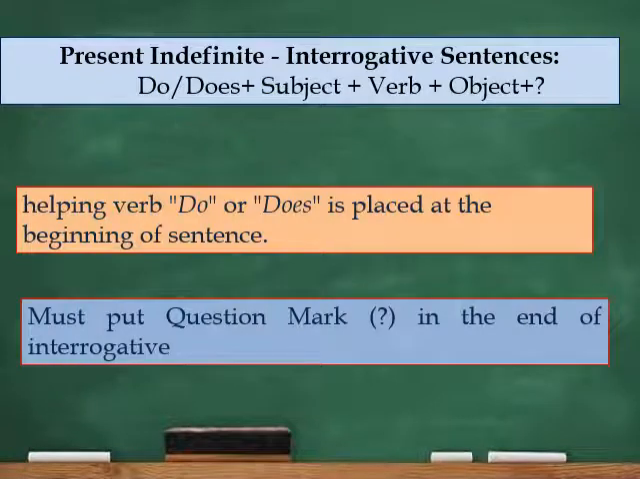To make a question in English, we normally use do or does. The use of do or does is normally at the beginning of the question. The structure of present indefinite interrogative sentences is do, does plus subject plus verb plus object. In interrogative sentences, the helping verb do or does is placed at the beginning of the sentence. We must put a question mark at the end of interrogative sentences.